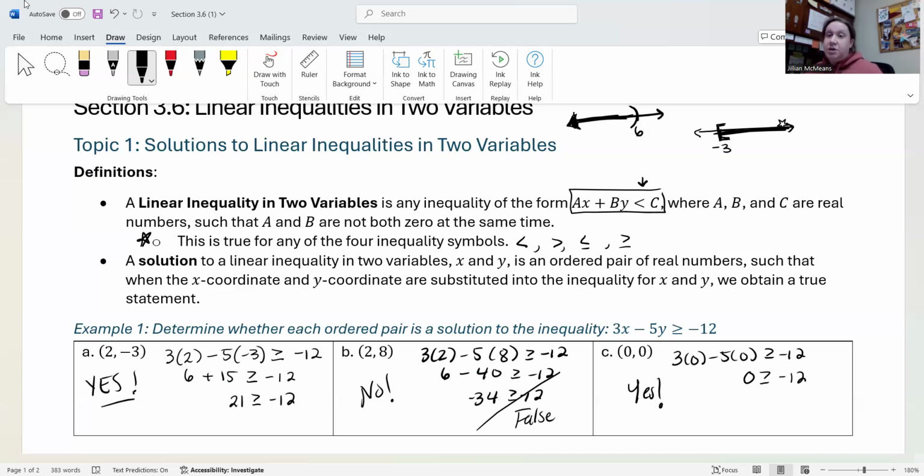So understanding how to just test a point is going to be important because when we start graphing these inequalities, one of the things we have to do is just kind of throw in a test point to make sure we're good. So understanding this is going to be important very, very soon.